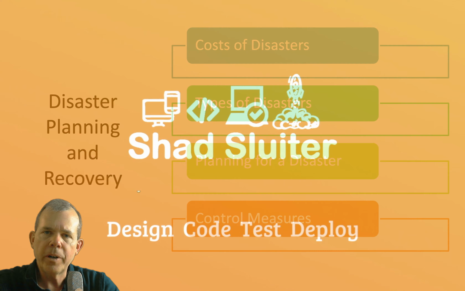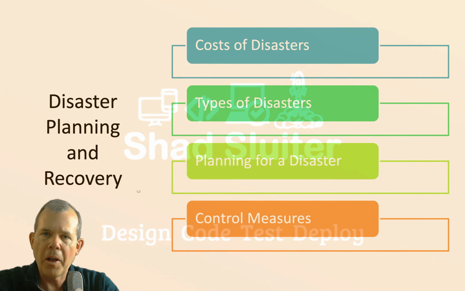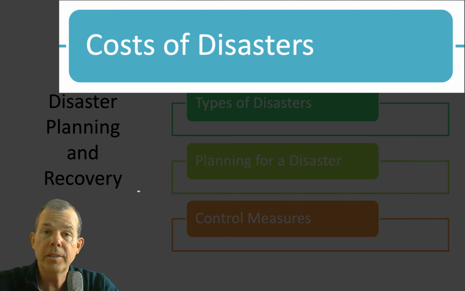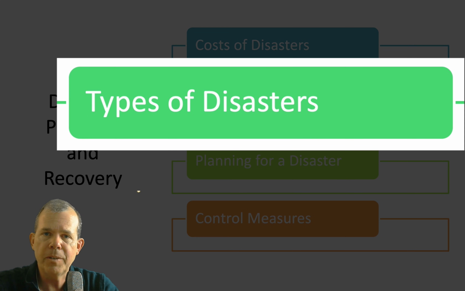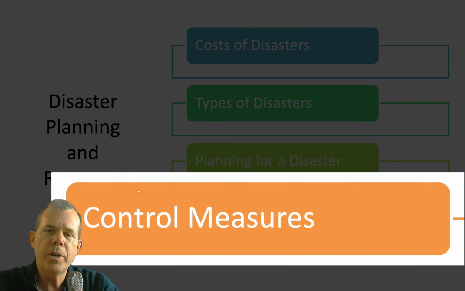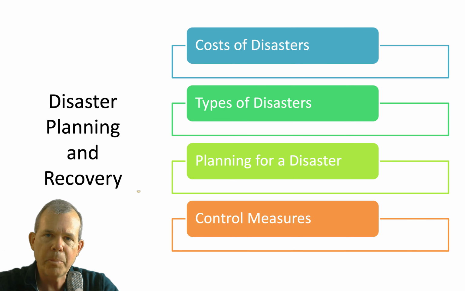So as part of an important education on information technology and security, you need to know a lot about disaster planning and recovery for the business that you're going to work at. We're going to talk about four things: the cost of disasters, the types of disasters that can hit you, how to plan for a disaster, and then finally put in some control measures to prevent them in the first place.